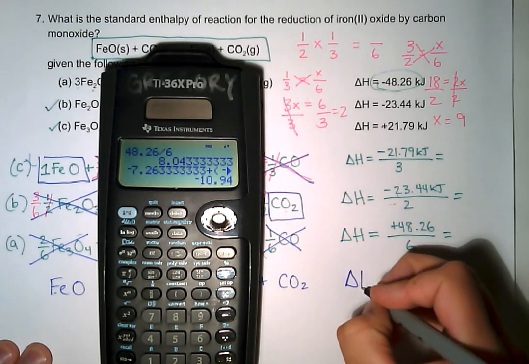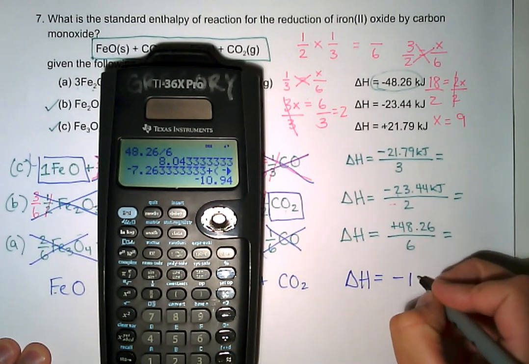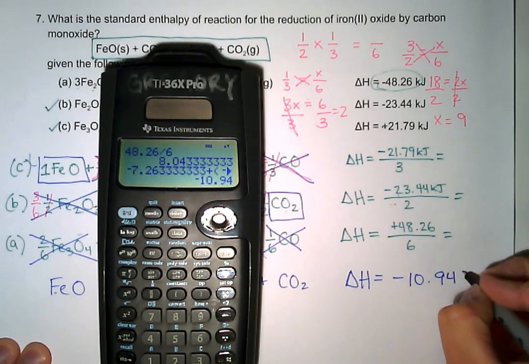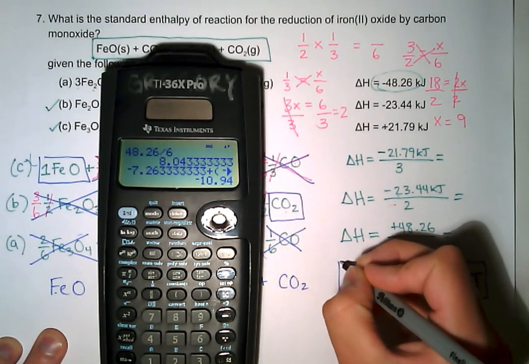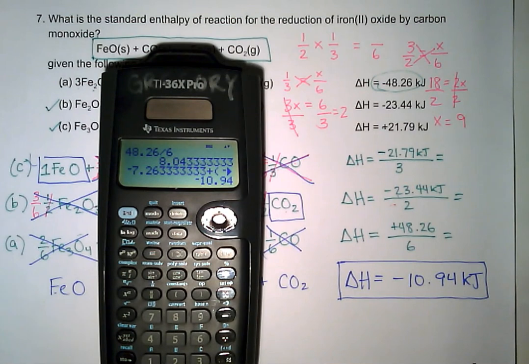So our delta H value is equal to negative 10.94 kilojoules. A whole lot of work, but we made it through to the end. Hess's law problems are a lot of problem solving, but in the end they do work out nicely, and it is somewhat satisfying.